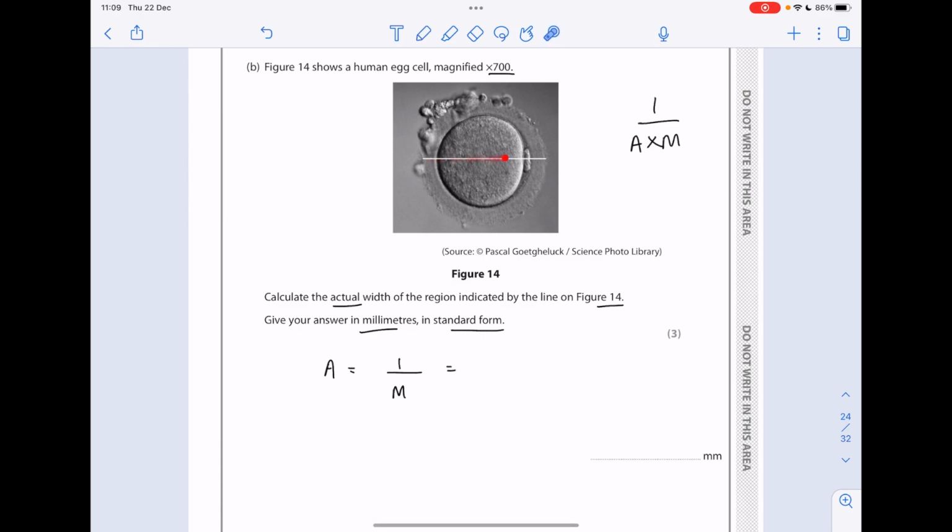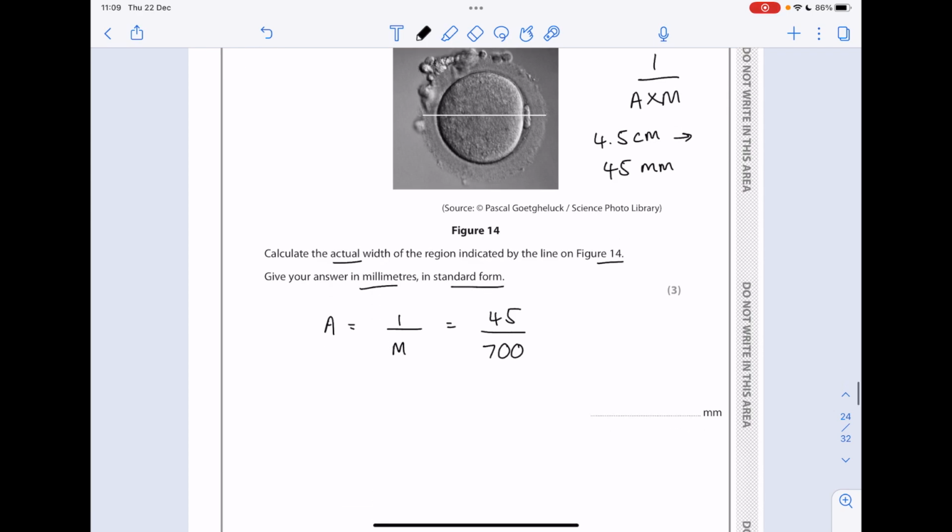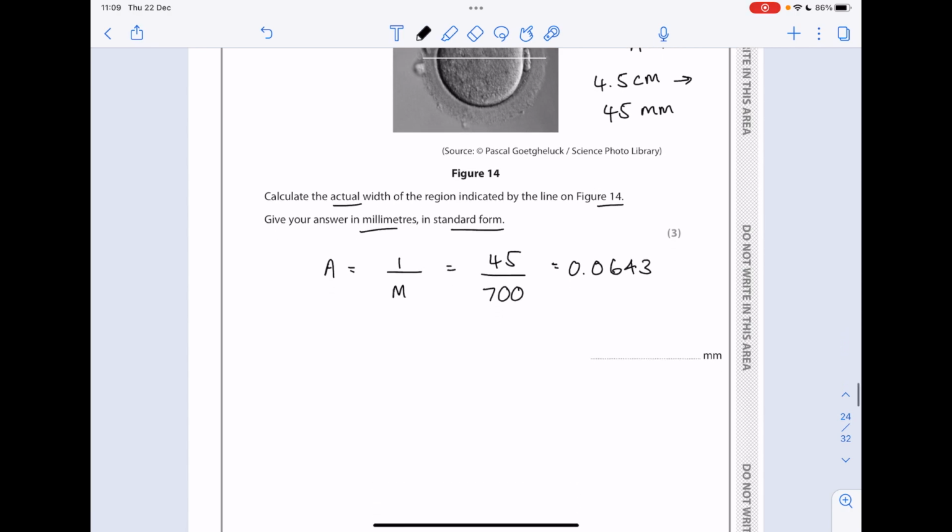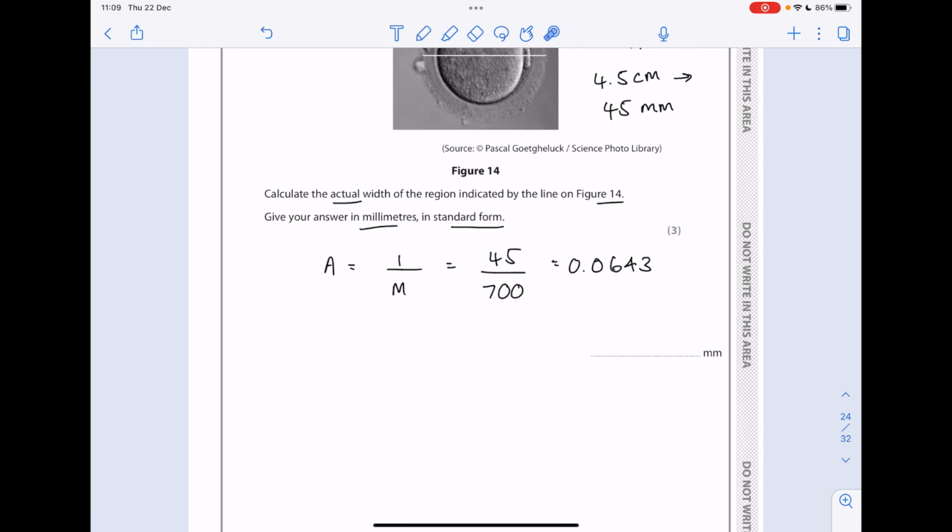So start by measuring the length of this line here. You'll find it is 4.5 centimetres. We need to get that into millimetres by timesing by 10. So we're doing 45 divided by the magnification, which we've been told is 700. And then once you've done that, you get 0.0643. They want the answer in standard form, however. So that's 6.4 times 10 to the, count it back, minus 2.